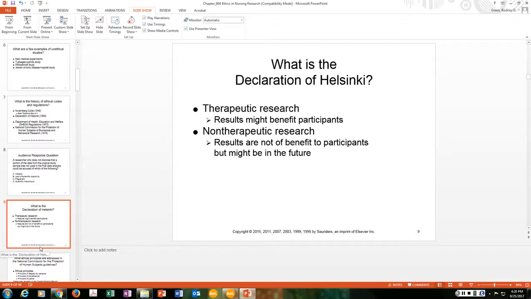What is the Declaration of Helsinki? As I said before, the Declaration distinguished between therapeutic research and non-therapeutic research. In therapeutic research, the results might benefit participants. In non-therapeutic research, the results are not of benefit to participants, but might be in the future to other persons.